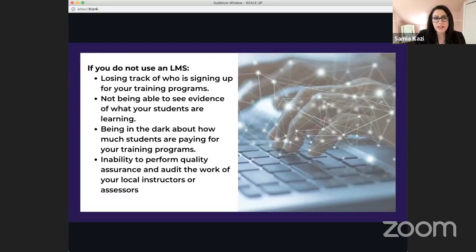Because what we believe is that if you don't use an LMS to house or organize your training program when you scale up, then you might be losing track of who's signing up for your training programs. You might not be able to see enough evidence of what your students are doing. And you might be in the dark about, for example, how much your students are actually paying in that country if you are selling those e-learning programs. And then you may not be able to perform enough quality assurance or audit on the work of your local assessors and instructors.